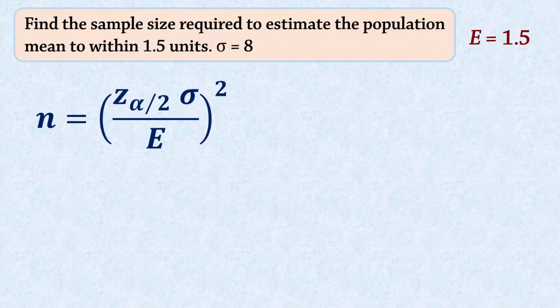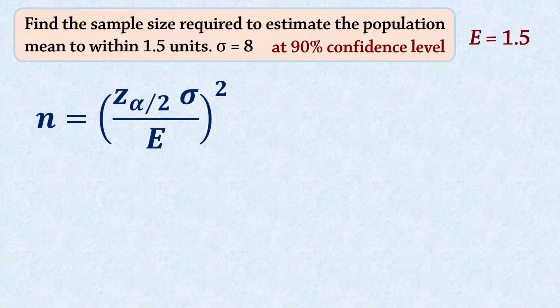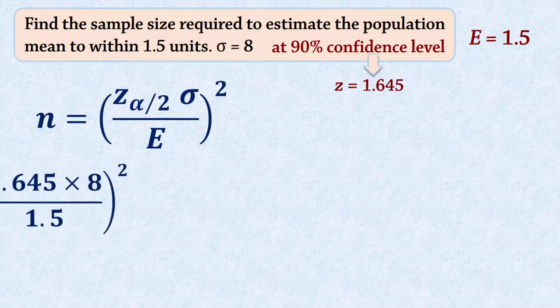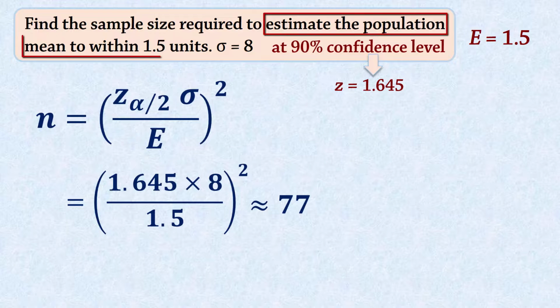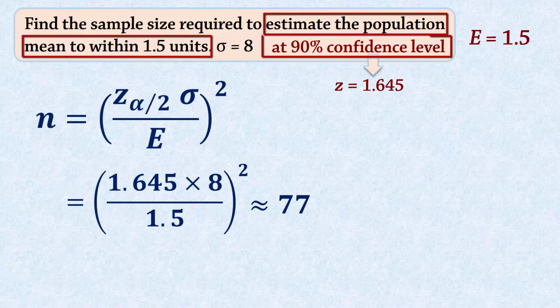Now suppose the confidence level were 90%, then the z critical value will be 1.645. And that will produce a sample size of 77 when rounded. That is, to estimate the population mean to within 1.5 units with 90% confidence, the sample size should be at least 77. And that's how to calculate the sample size required to estimate a population mean.